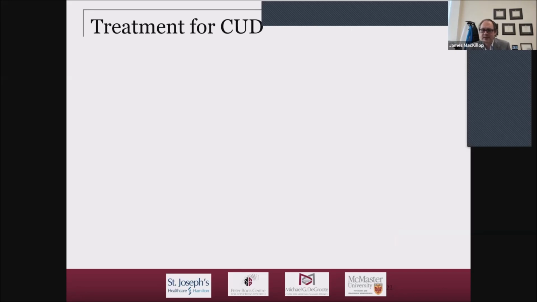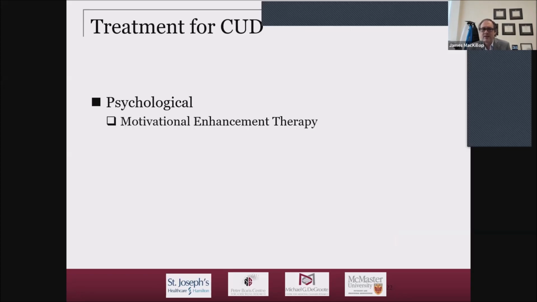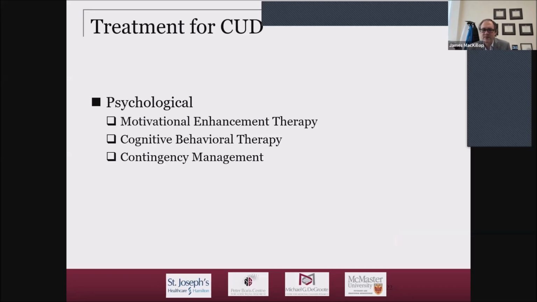There are evidence-based strategies for treating cannabis use disorder. At this point, they're primarily psychological. There's good evidence that motivational enhancement therapy, also called motivational interviewing, can be helpful. There's some evidence that cognitive behavioral therapy can be helpful, and contingency management. Contingency management is when incentives are directly used to encourage people to not use and to engage in other forms of treatment.